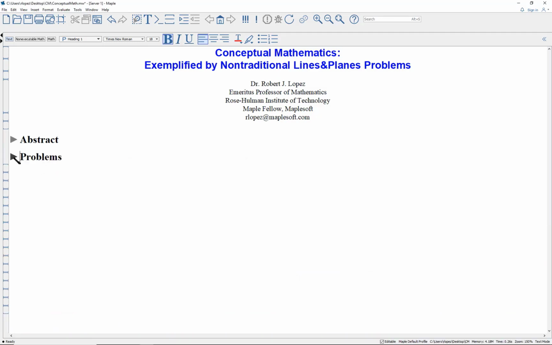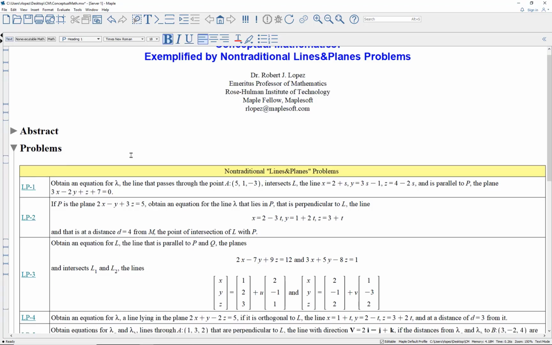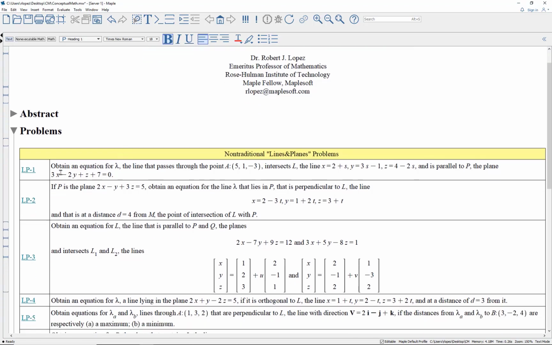Let's look at some of these exercises. Here's a very first one. Obtain an equation for lambda, the line that passes through the point A. Okay, a line through A, and it intersects a line L and is also parallel to a plane. Line through A intersects line L and is parallel to P. What has been given? What is to be found? Let's take a look at that.